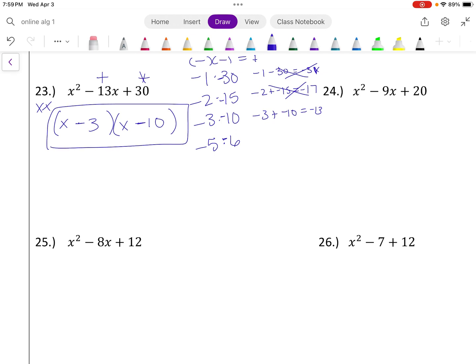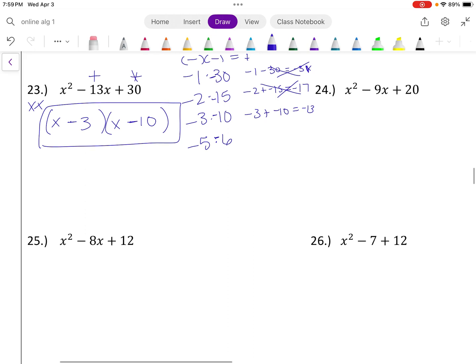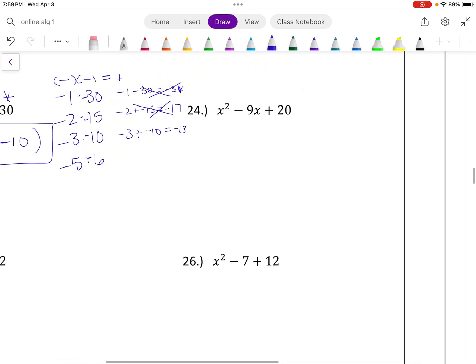Okay, so thinking about the properties of our positives and negatives, right? A positive times a positive is positive. A negative times a negative is positive. A negative times a positive is negative. Thinking about those properties can help us narrow down our options. Let's do one more like this. Let's do number 24. We have x squared minus 9x plus 20.